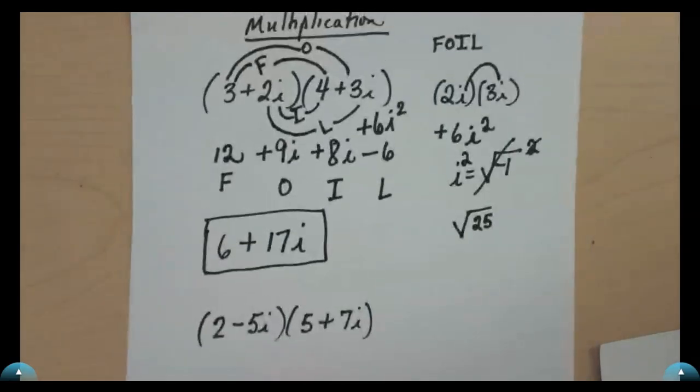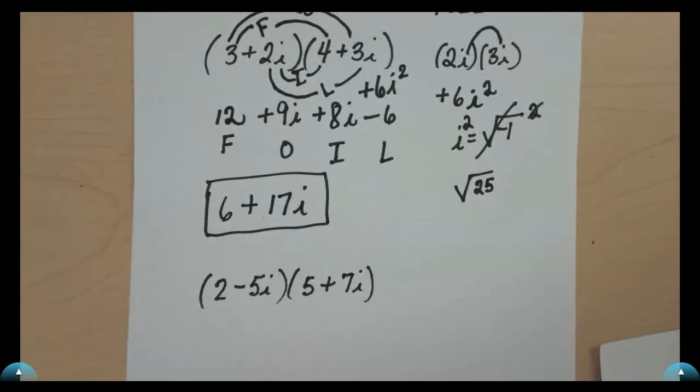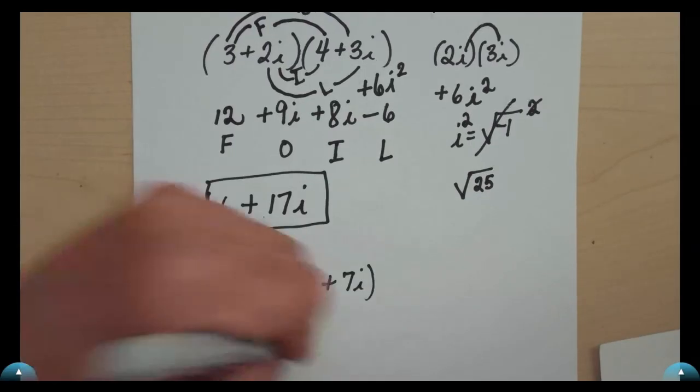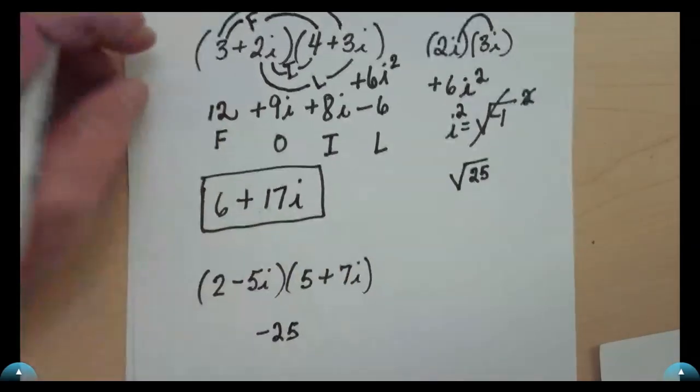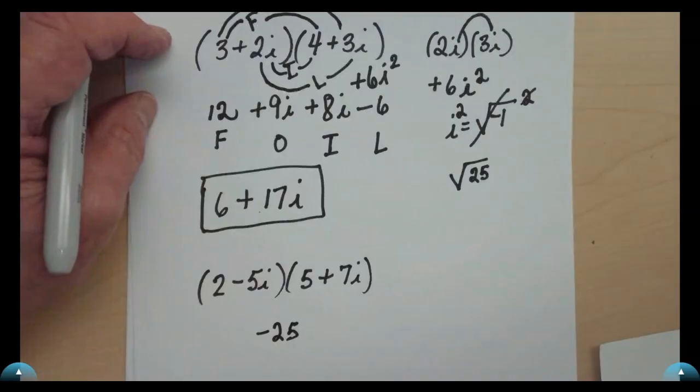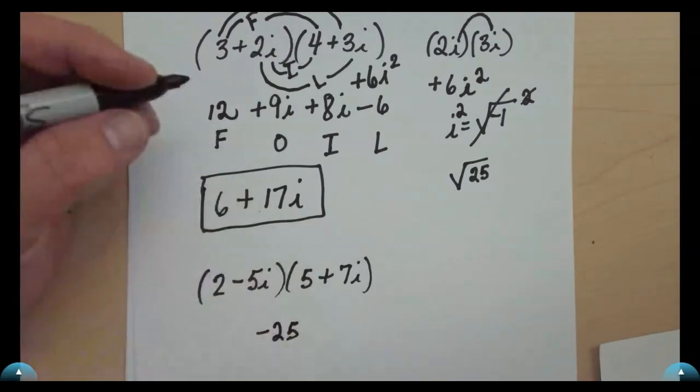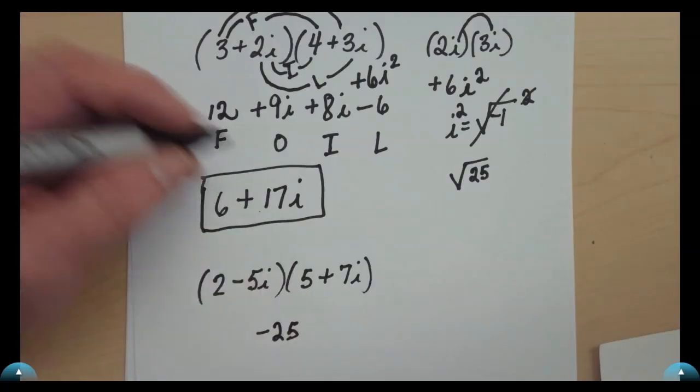You could use that as kind of a model. Say it again. Is it negative 25? What did they say? Negative 25. What else? That's what I got. You got what? Negative 25 plus 11i.